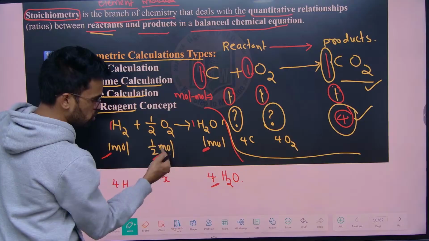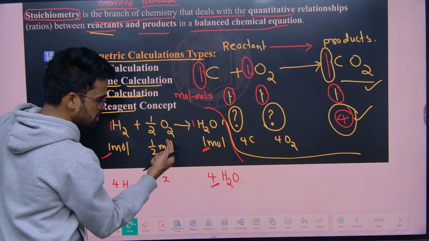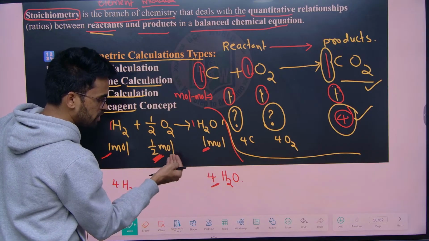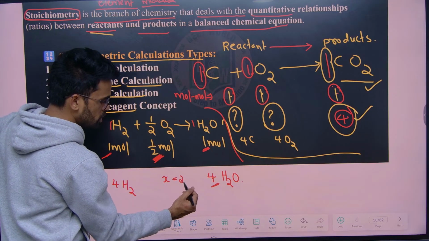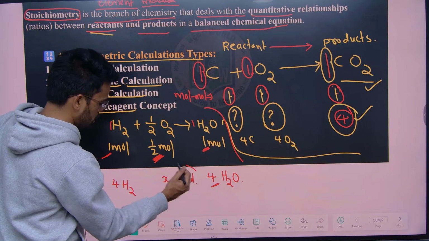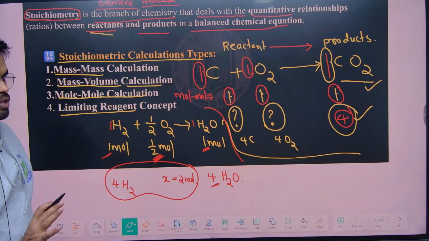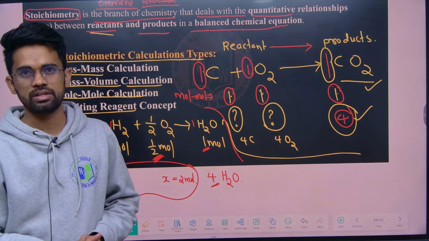See, from here to here, how are they related? 1 means half. Where there is 1, we take half. Where there is 4, we take half of it, which is 2. So how much is it? 2 moles of oxygen is required. 4 moles of hydrogen and 2 moles of oxygen are required during the process. This is how we should understand it.